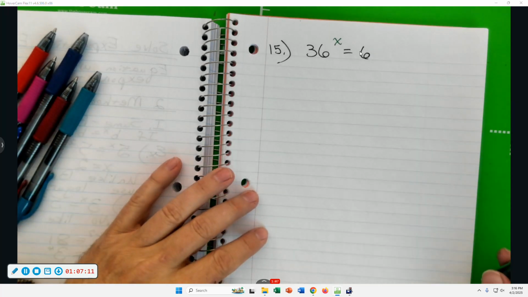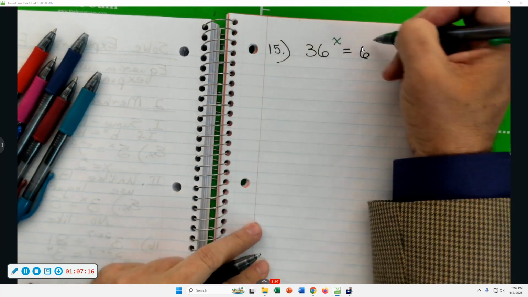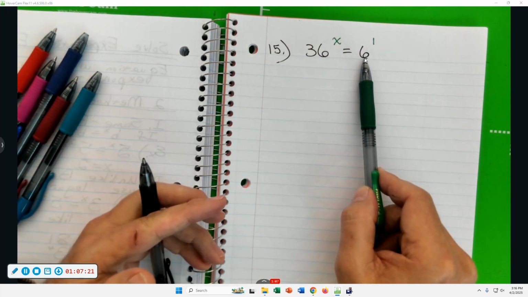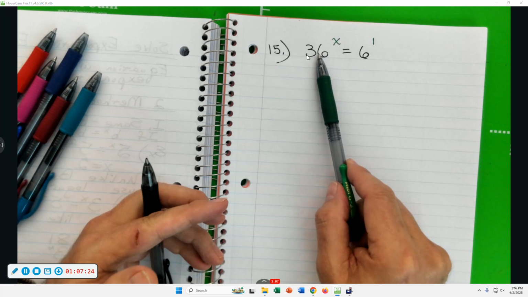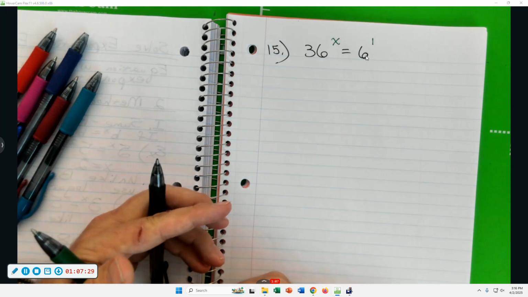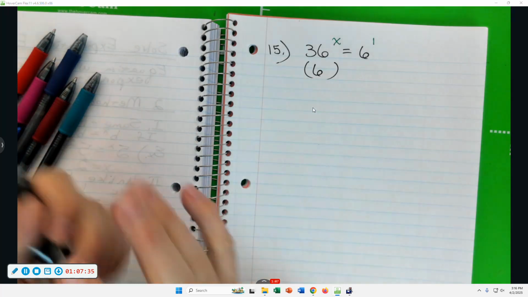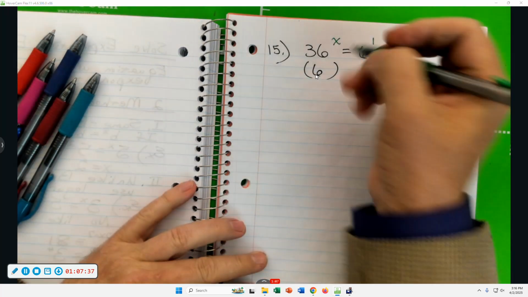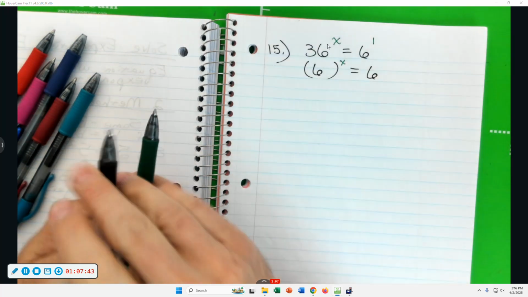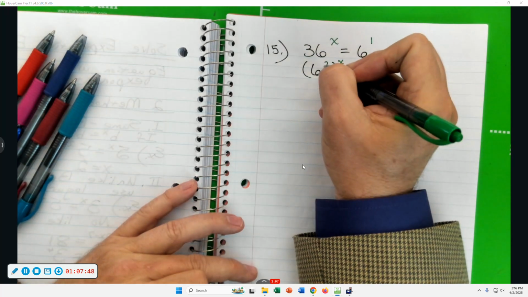36 and 6. Okay, well, I don't see a power on this 6. Well, that's just a 6 to the 1 power. Let's take the small base and try to rewrite that big base as a power using that small base. This isn't too bad at all. 36, how can I rewrite that as a power of 6? 6 to what power gives us 36? 6 to the 2 power.